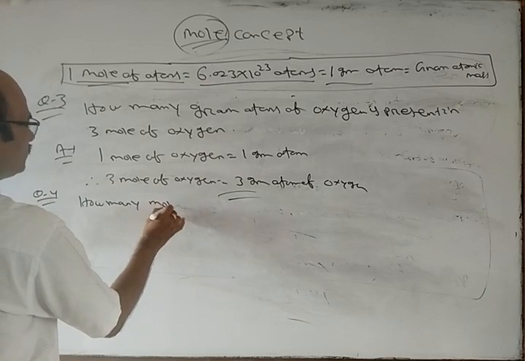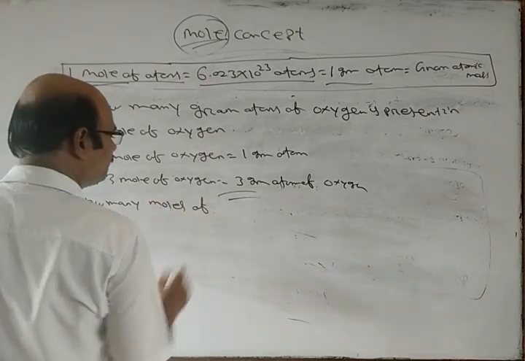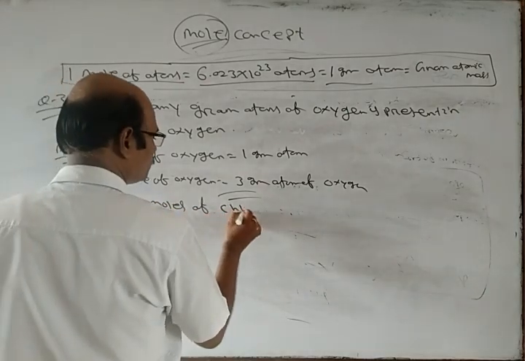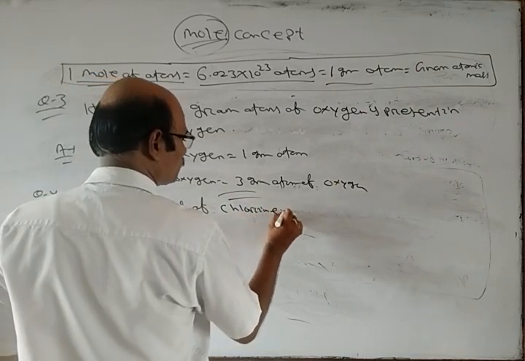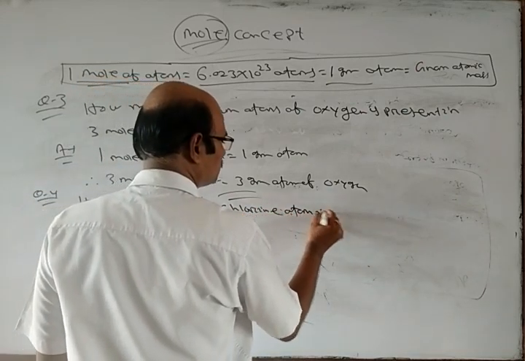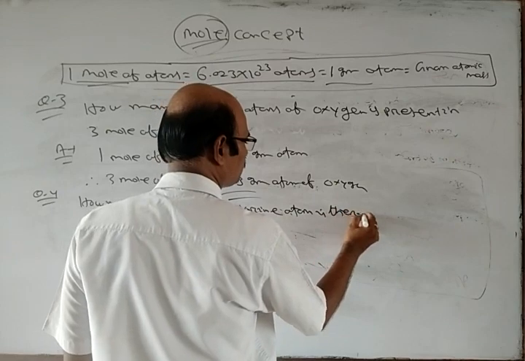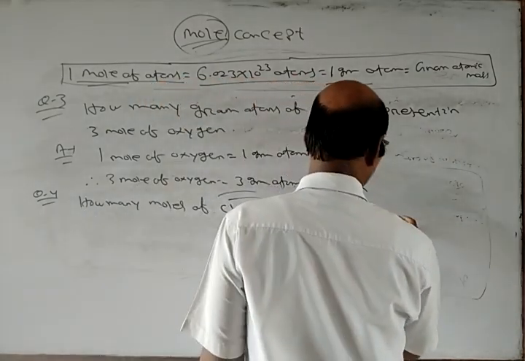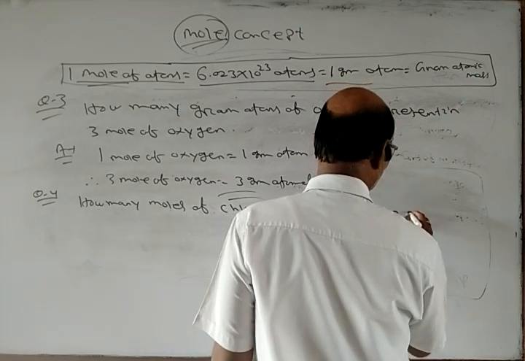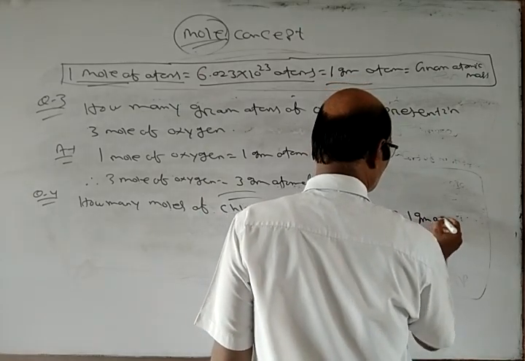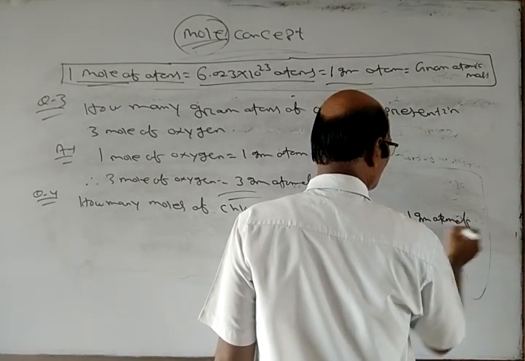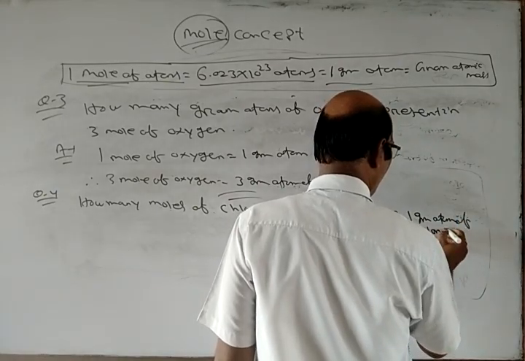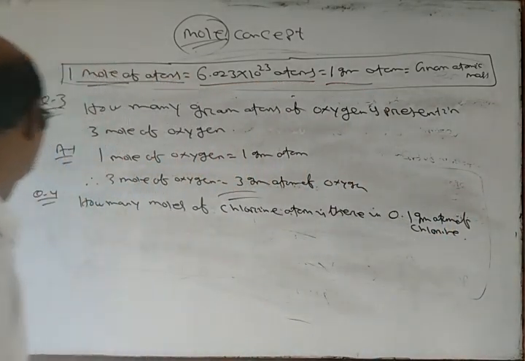How many moles of chlorine atom is there in 0.1 gram atom of chlorine? Okay, what is the answer?